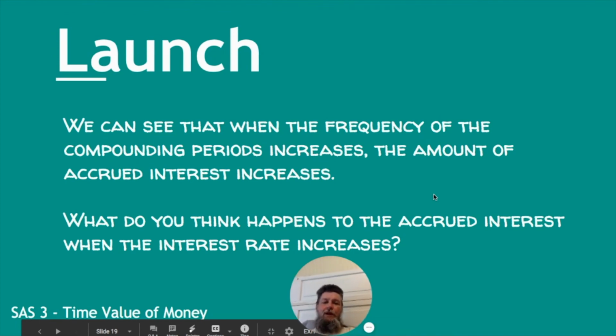We can see that when the frequency of the compounding period increases, the amount of accrued interest increases. What do you think happens to the accrued interest when the interest rate increases?